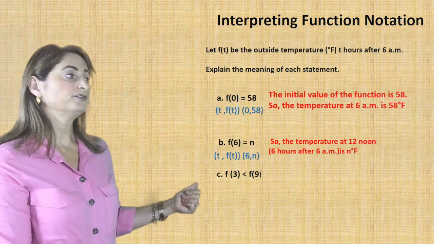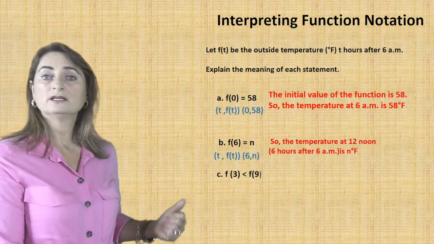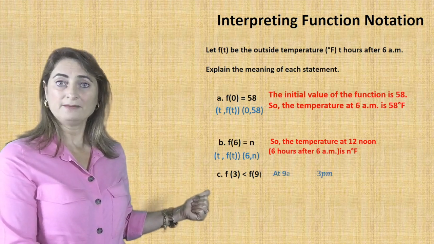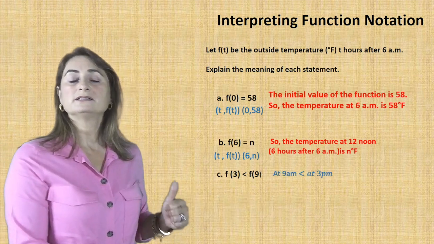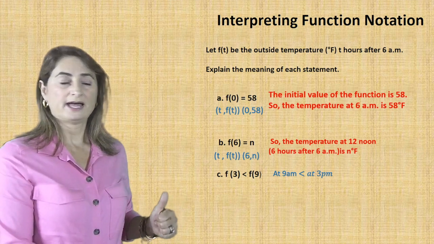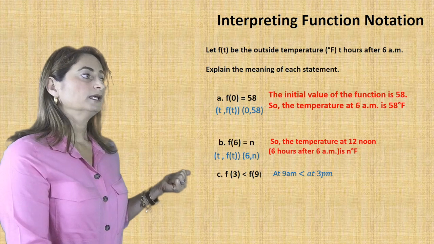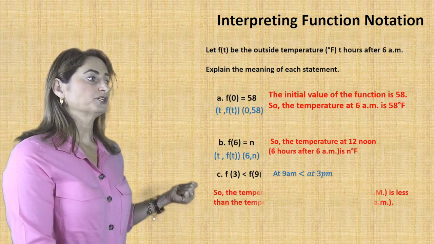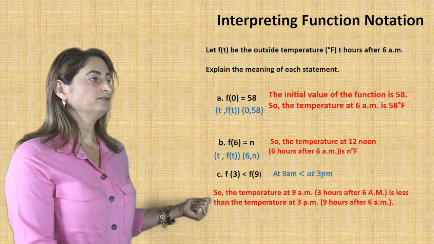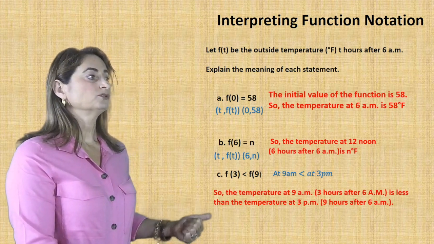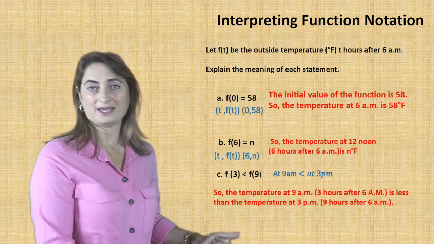Now, f of 3 is less than f of 9. F of 3 is the temperature 3 hours after 6 a.m. and f of 9 is the temperature 9 hours after 6 a.m. So the temperature at 9 a.m., which is 3 hours after 6 a.m., is less than the temperature at 3 p.m., which is 9 hours after 6 a.m.